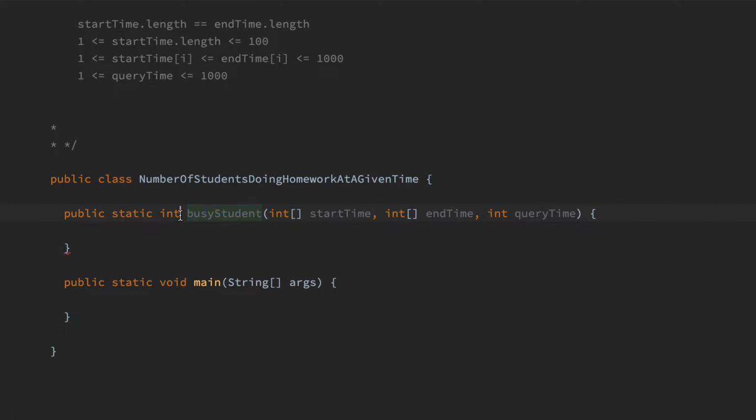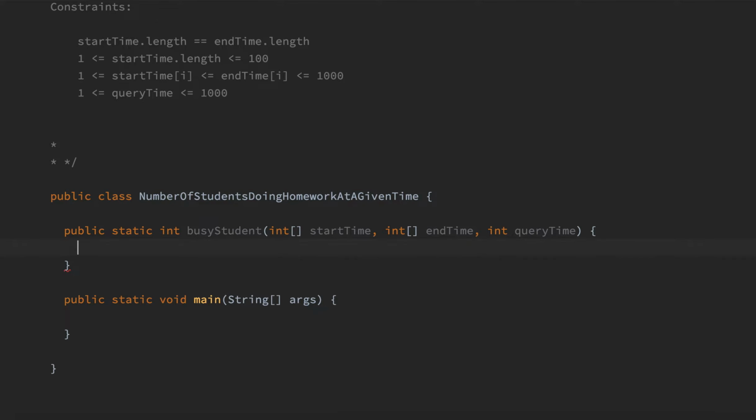It returns an integer, and it takes 3 parameters, as we saw above in the examples. We have the array of start times for the students, the array of end times for the students, and the integer query time, telling us what time we're querying. And then we have our main method down here, which we'll test in.